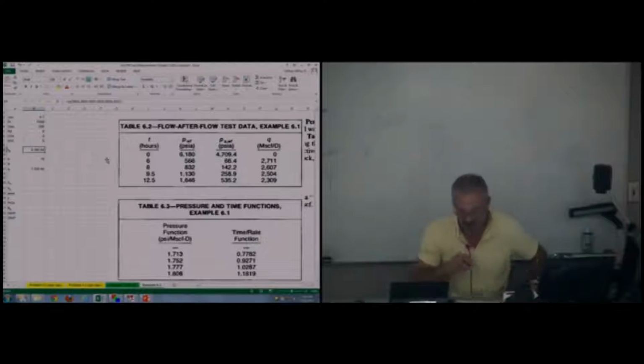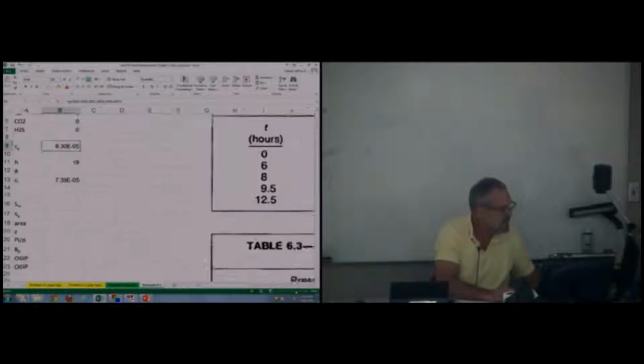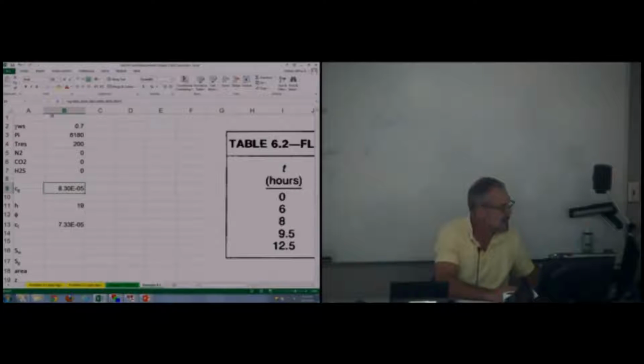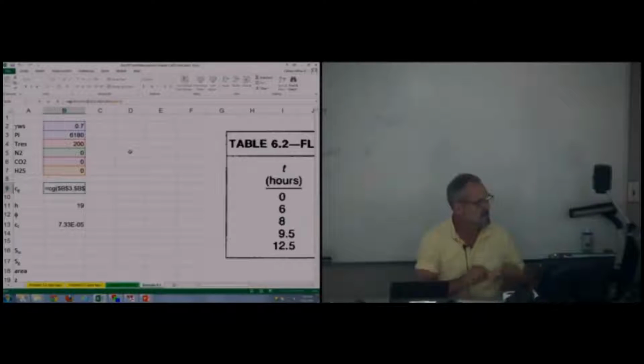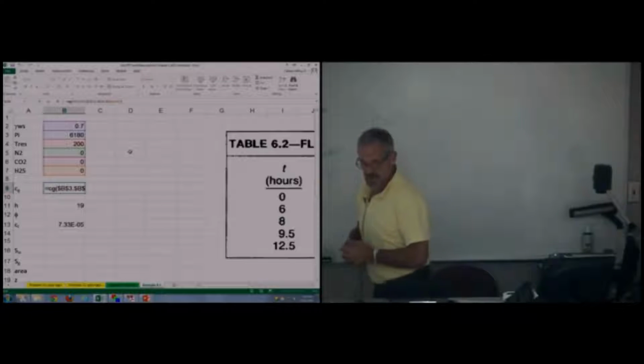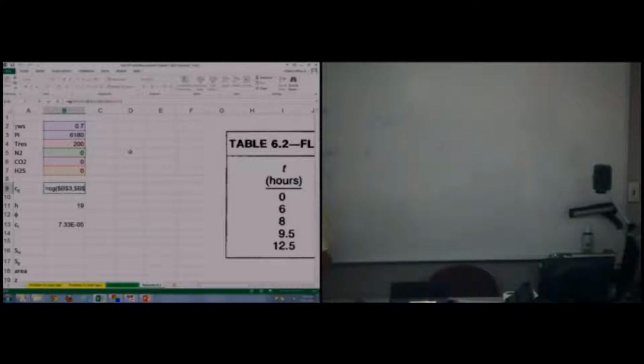Can you enlarge your zoom in? Yes, I'll zoom in. Nice and clean. See, my gas compressibility is a function of everything I got up there.